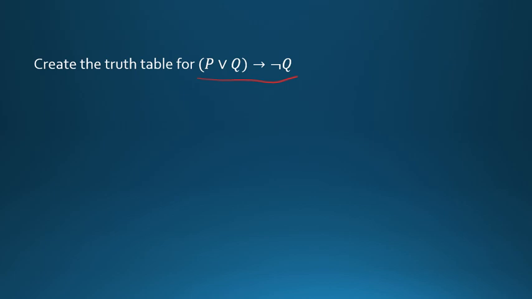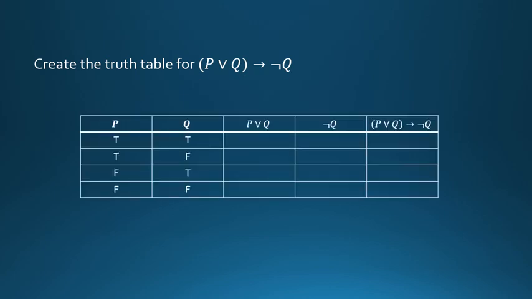So let's get our table set up. I have the columns for P and Q because those are the only two letters there. And note that I created a column for each piece in the overall logical form. I have the P or Q, I have the not Q, and then when I know those two things, I can determine the conditional involving those two things.